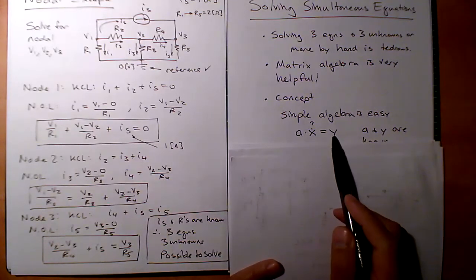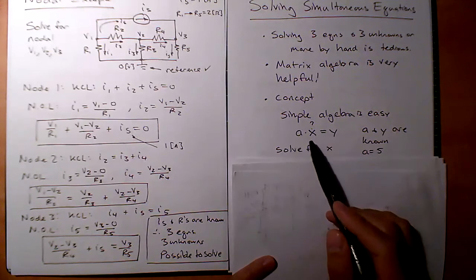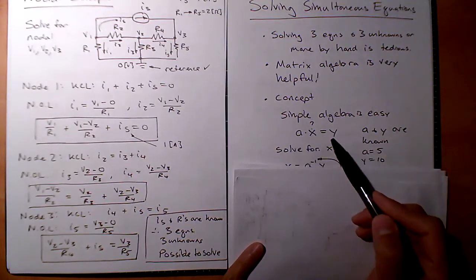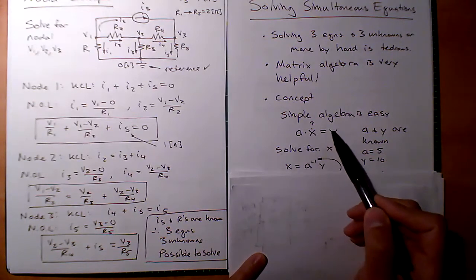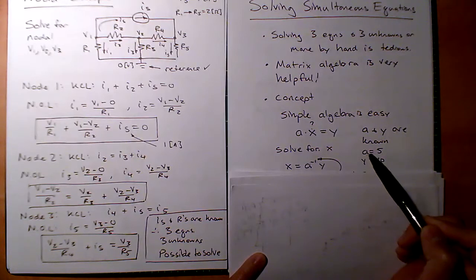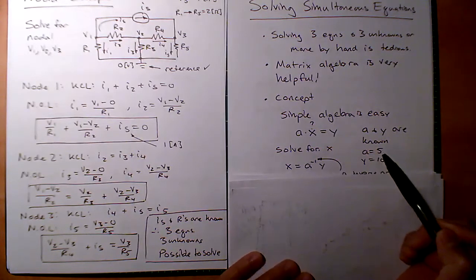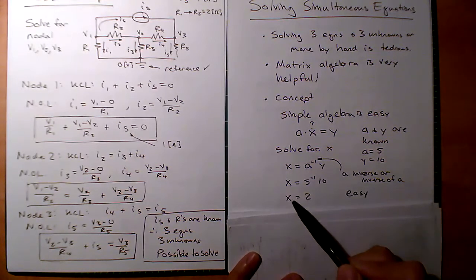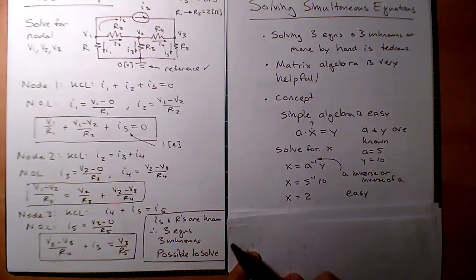But let's look at a 1-dimension case, right? Where we have ax equals y. Let's say a is 5 and y is 10. You could easily solve for this, right? You could say x equals a inverse, whatever a inverse happens to be, times y. Well, in this case, if a is 5, a inverse would just be 5 to the -1. You'd multiply it by 10 and you'd get 2, right? 10 over 5. Done, right?